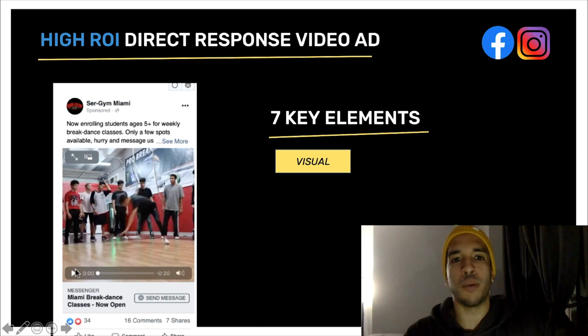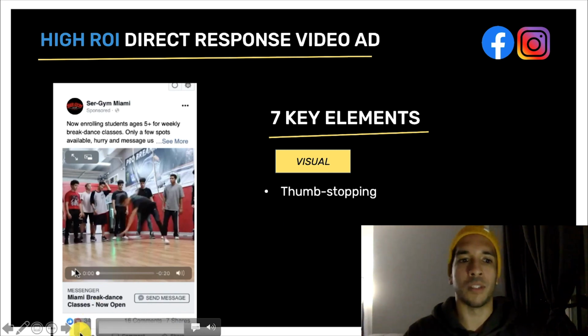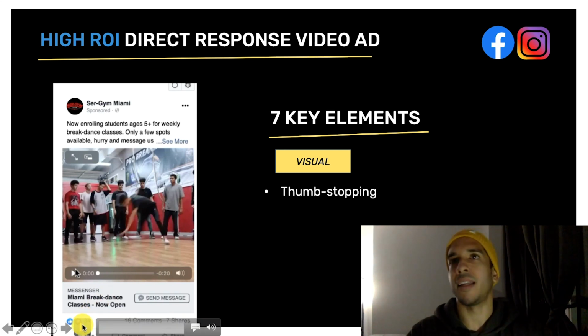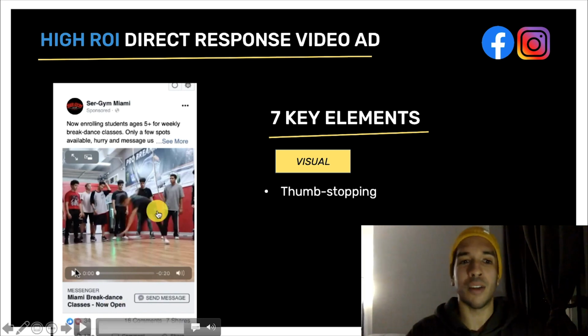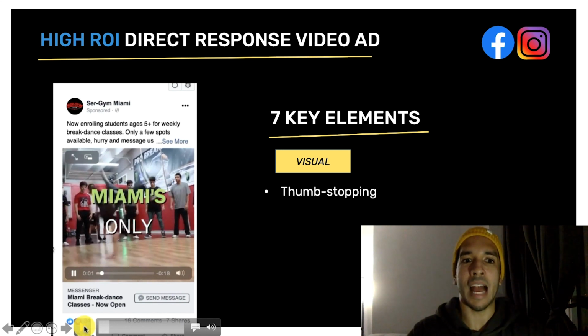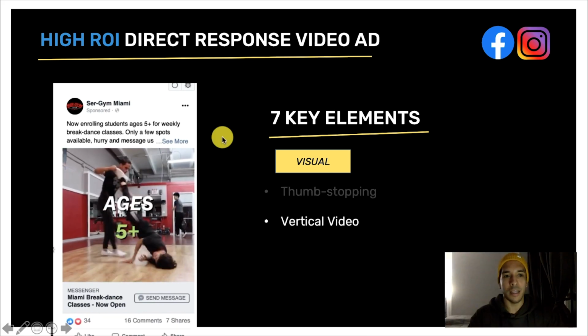So the first thing I just want to point out is that the first thing you have to do with your ads is be thumb stopping. So when people are consuming content on Facebook and Instagram, they're either trying to connect with friends, family, or they're trying to entertain themselves while doing other things, standing in the line at Publix or at Walmart, whatever. They're distracted. So the first thing is that you have to be thumb stopping. And this video is. If you notice in the first second, look at how dynamic it is. We have my buddy flying through the air. We have text coming in. So it's very dynamic in the first couple of seconds. That motion grabs your attention.